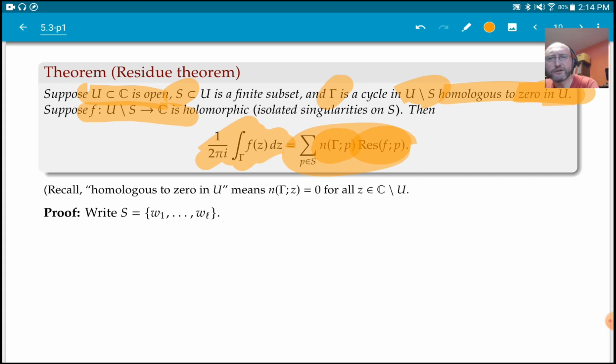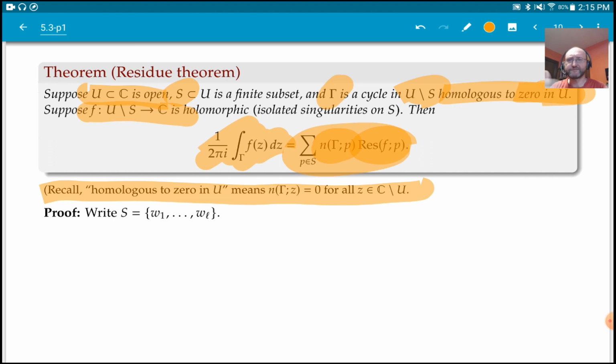And so recall that homologous to 0 means that the winding number around anything in the complement of U is 0. So gamma does not wind around anything in the complement of U. That's all that we want. It could wind around points of S. Actually, it should. Otherwise, it's kind of boring. Otherwise, we just get 0.